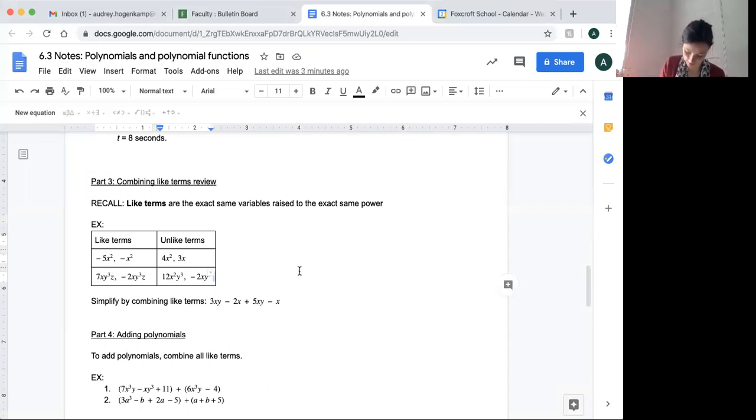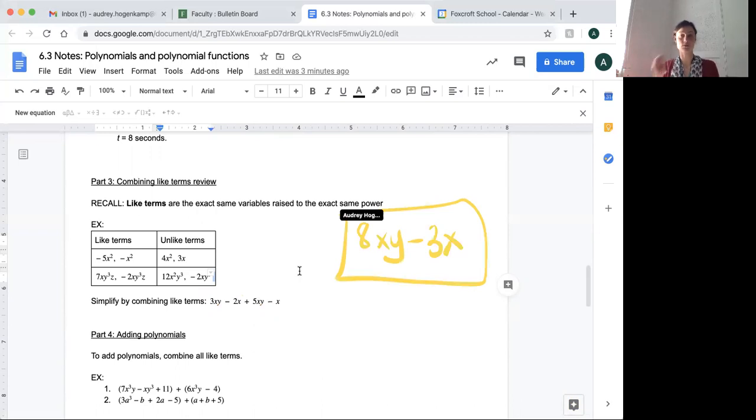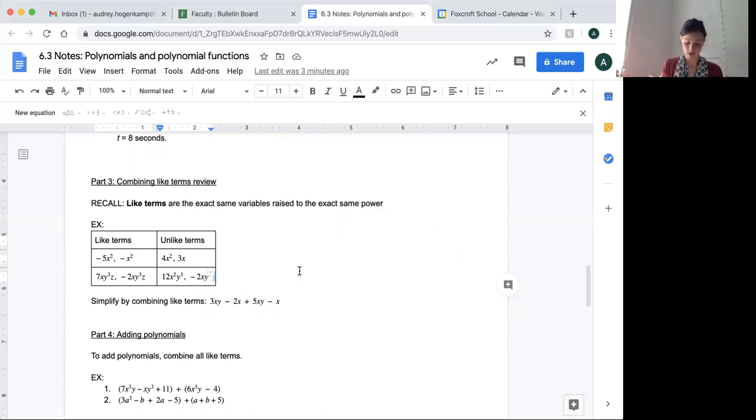So for example, if we were to simplify by combining like terms, we have 3xy and 5xy. So 3 plus 5 is 8. So we're going to have 8xy. And then we also have negative 2x minus x. So negative 2 minus 1 is negative 3. So we're going to get minus 3x. And that is simplified by combining like terms. That is something that you should have learned in algebra, but if you need more practice with it, then basically all adding polynomials is combining like terms.